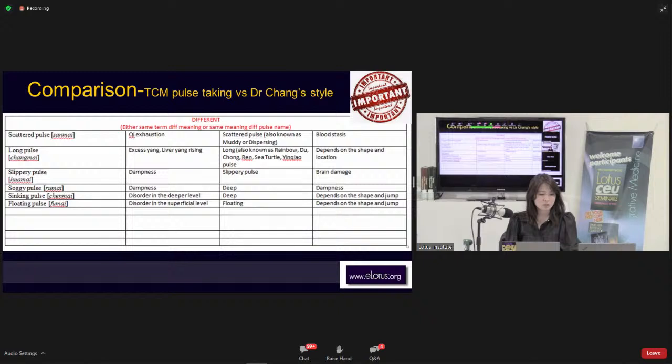Stroke patient, choppy pulse. Choppy pulse is more like a blood stasis or like irregular pulse. He doesn't talk about that. No, irregular pulse, I guess, is just irregular heartbeat. That's pretty self-explanatory. I don't think it means anything else. Stroke or Parkinson's? No, he doesn't have any one pulse sign that could diagnose that you have Parkinson's or have stroke.